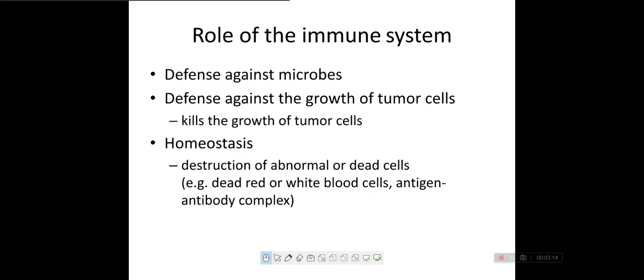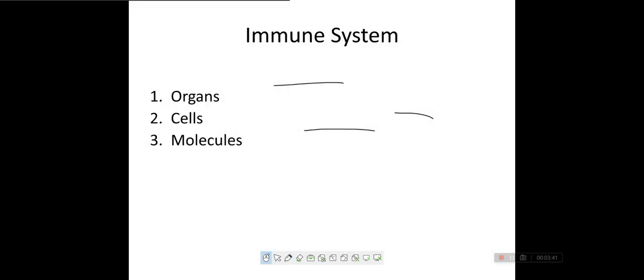Role of the immune system. What is the role of the immune system? The main role is defense against microbes. Defense against the growth of tumor cells, killing the growth of tumor cells. Homeostasis, destruction of abnormal or dead cells. Homeostasis means destruction of all the abnormal or dead cells. This is known as homeostasis.